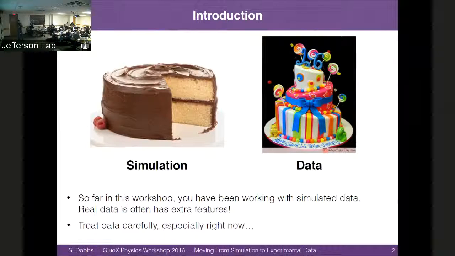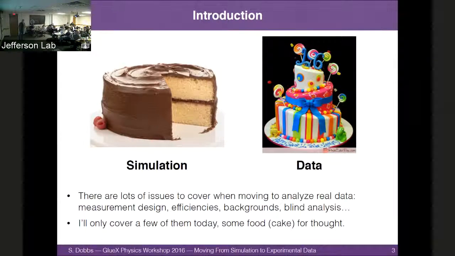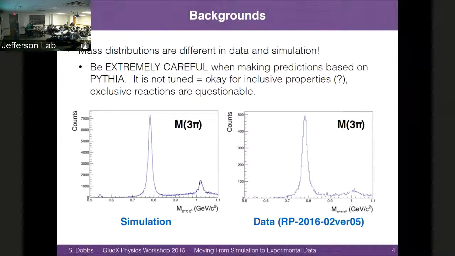But right now, you want to tread carefully, and when you're making cuts, like the cuts that we've been talking about, it's good to use simulation as a guide, but you should keep them loose and then be careful when you look at data. So I'll be showing some comparisons between simulation and data here, and we'll see how well they agree. There are lots of issues you can talk about in these sorts of comparisons, even going into how you design a measurement, how you deal with efficiencies and backgrounds and blind analyses and all these other things. You could talk for a day, so I'll only cover a few of them right now and at least give you a little bit of food for thought. So, we can start.